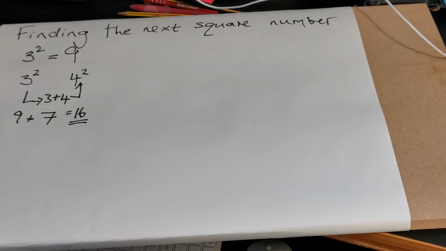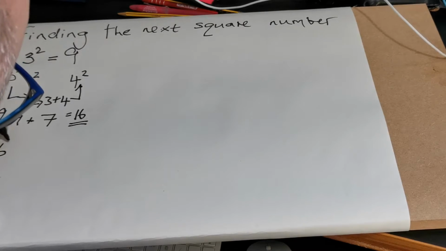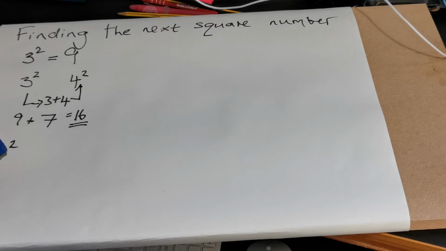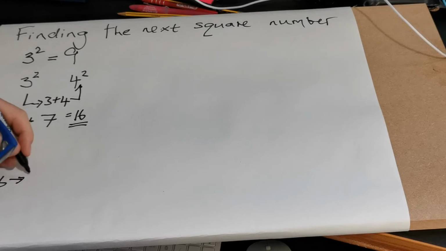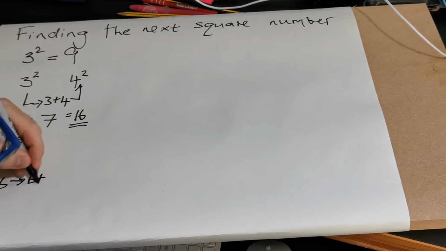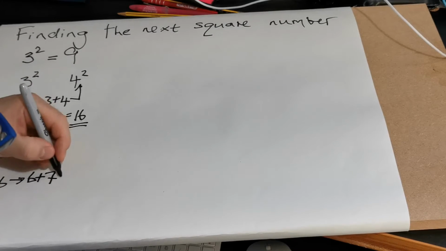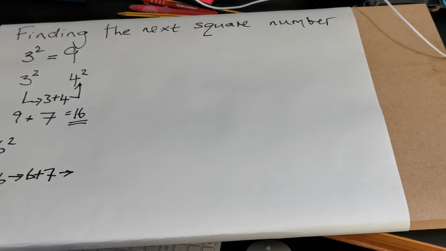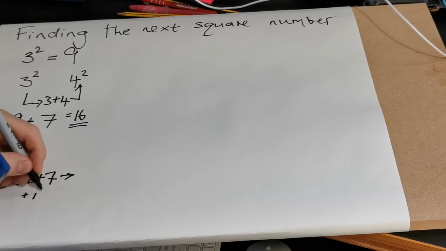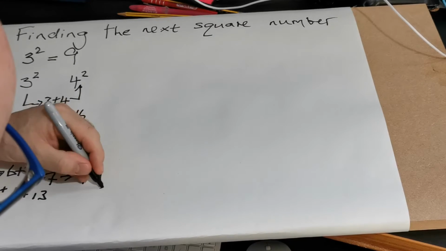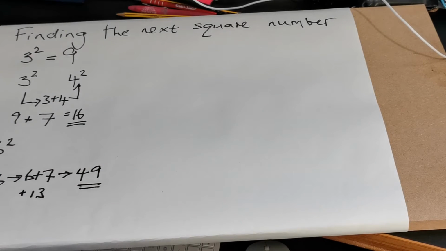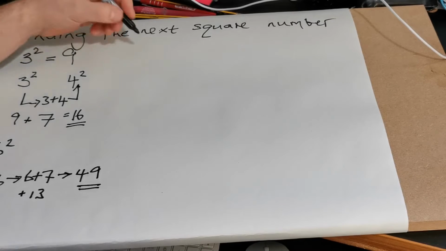So just to do another example, if I know 6 squared, which is 36, if I add 6 and 7, which is 13, 36 add 13 is 49, which again is the right answer. Now this can be quite handy when you get up to bigger numbers.